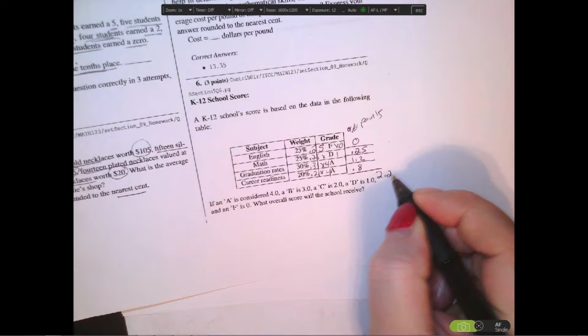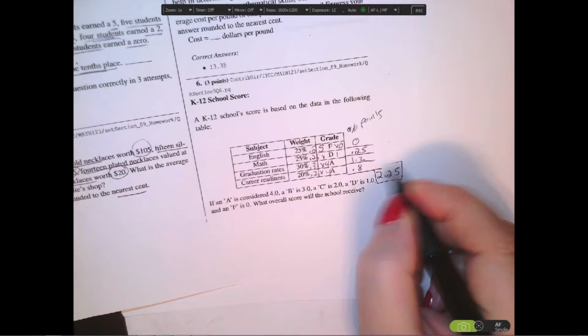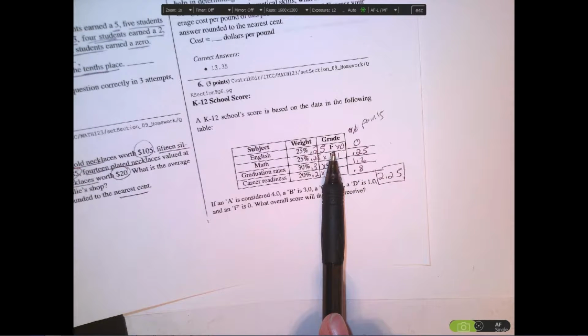Now when we sum that, we get a 2.25 is the school's rating, okay, or their grade. Now this is not like the GPA, okay, because that was counts with how many credits. They were given a weighted percent, okay. So you make it a decimal, multiply by the value, and then you sum these, and we get the 2.25.